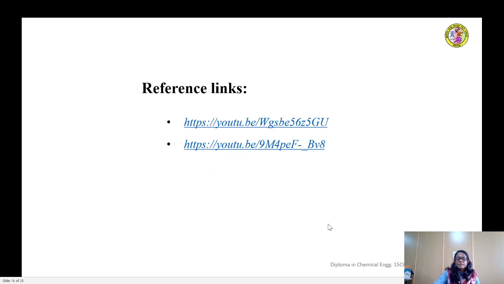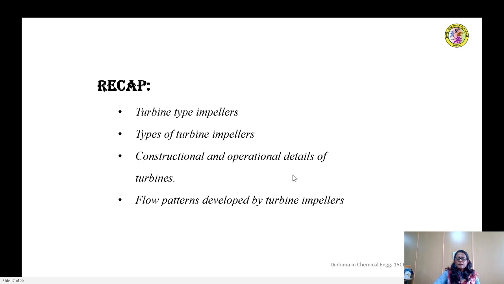So with that, let me end the class. This is what you studied, so let us just go through them briefly. Turbine type impellers are the radial flow impellers, except the pitch bladed turbine impeller, which creates an axial flow. So that is about the different types of turbine impellers.